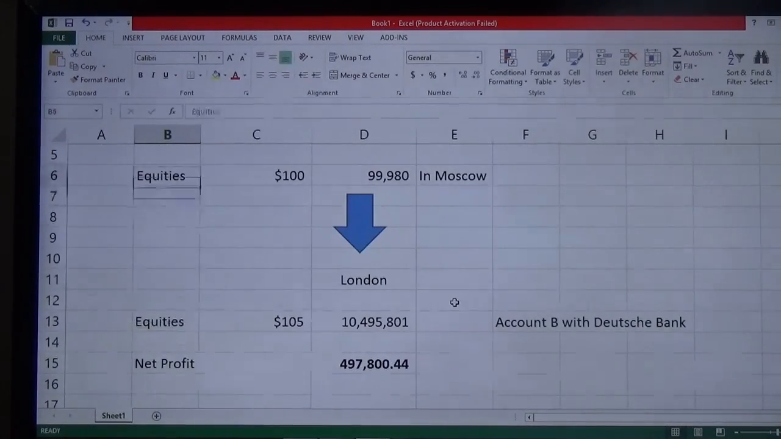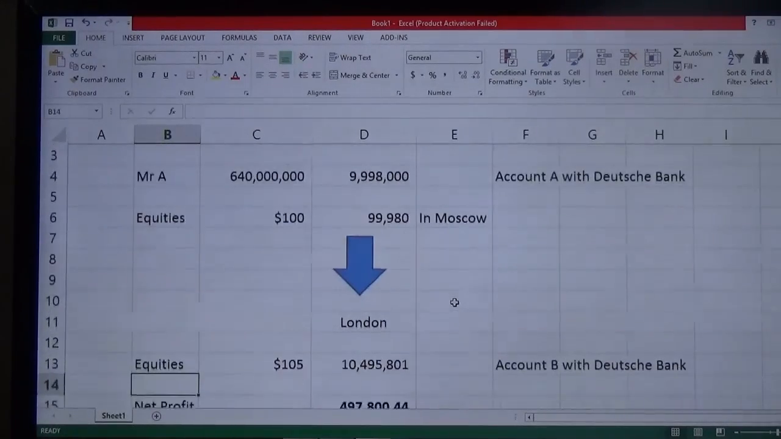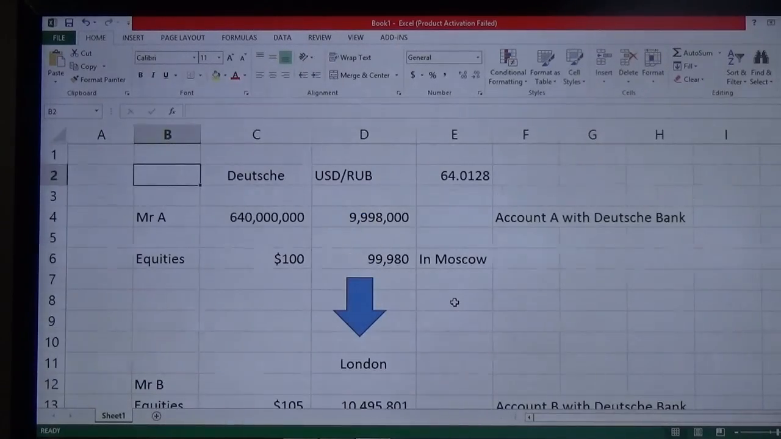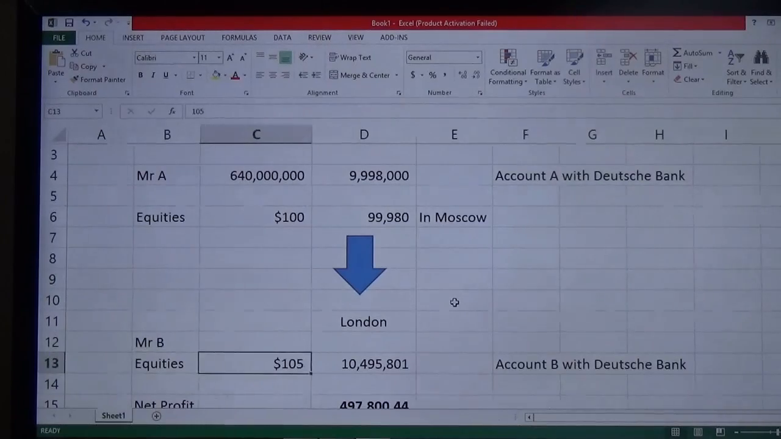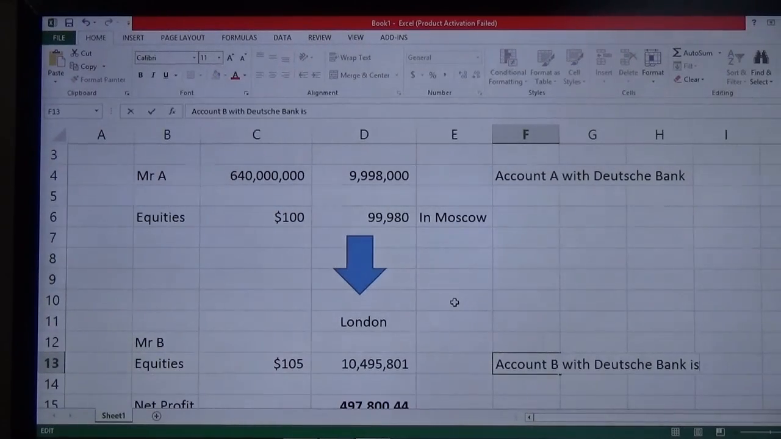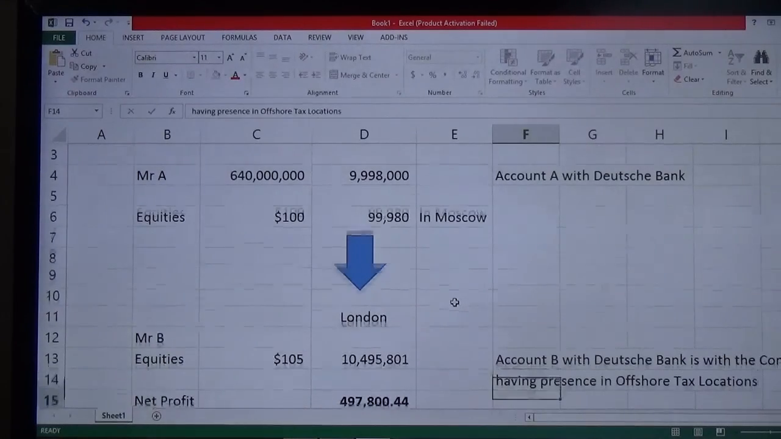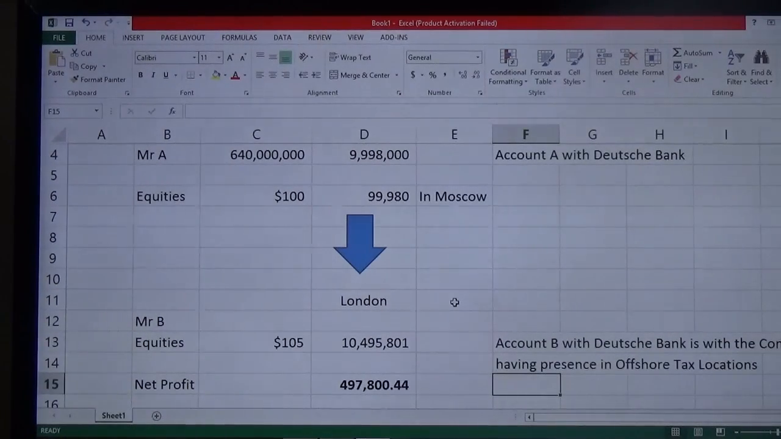But one difference you should understand is that this is Mr. A, but the transaction which is happening here is not Mr. A, this is Mr. B. Although the person is the same, the identity is the same, he would act like Mr. B. Plus we need to understand that this account with Deutsche Bank is offshore, with a company having presence in offshore tax locations. So let me elaborate this again and then we'll wind up this video.